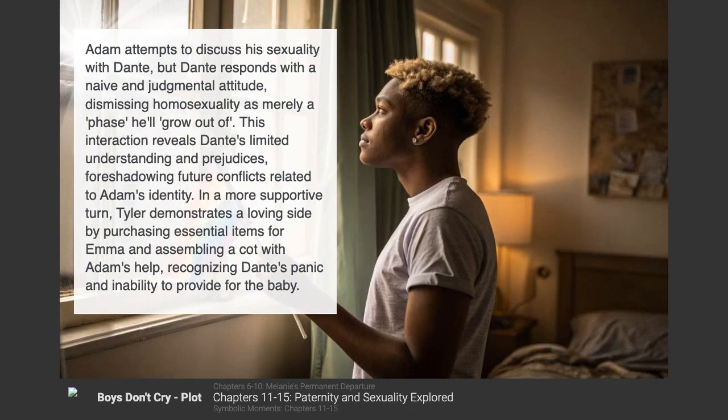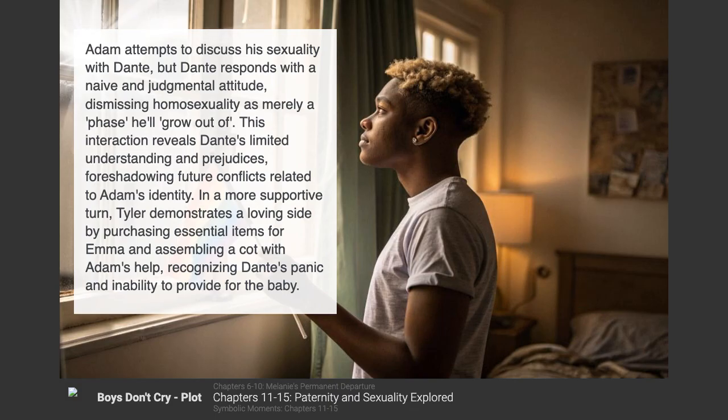Adam attempts to discuss his sexuality with Dante, but Dante responds with a naive and judgmental attitude, dismissing homosexuality as merely a phase he'll grow out of. This interaction reveals Dante's limited understanding and prejudices, foreshadowing future conflicts related to Adam's identity.